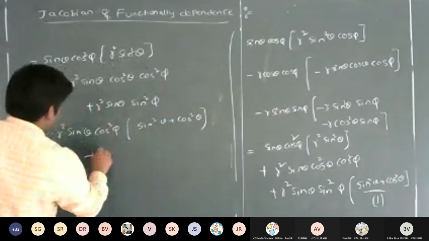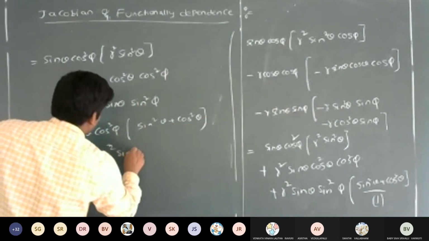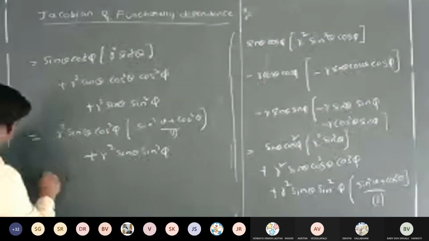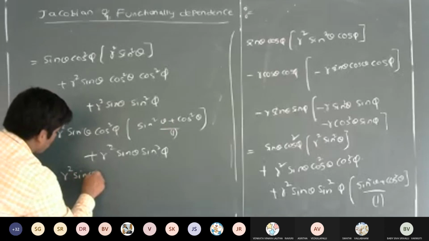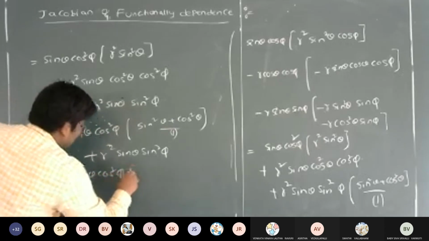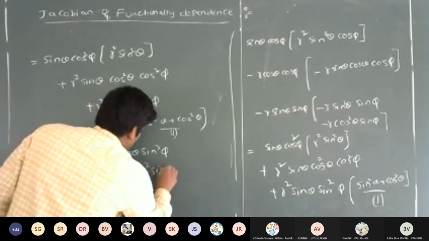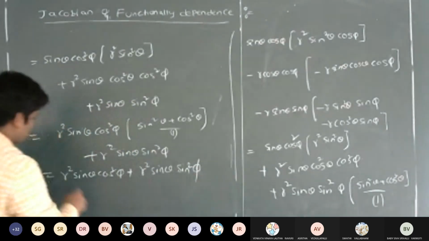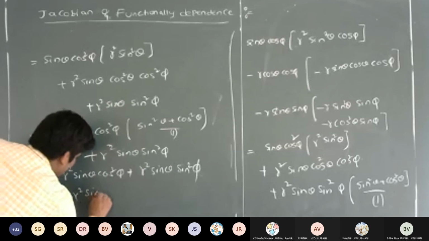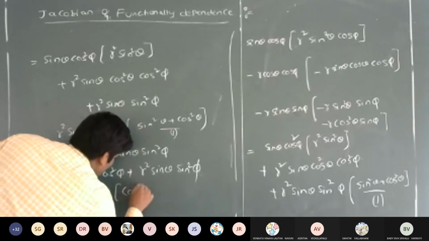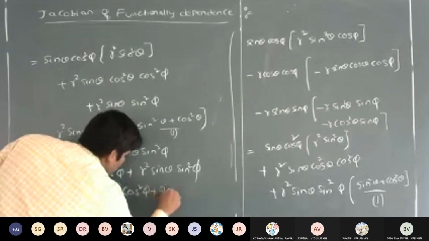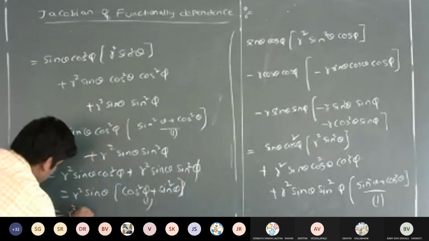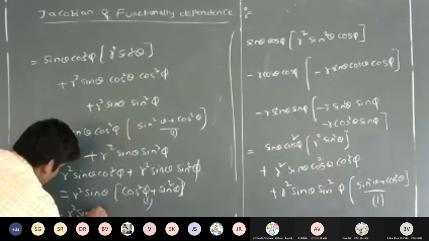So now the last one is r square sin theta into sin square phi. Here it is 1. So therefore r square sin theta into cos square phi plus r square sin theta into sin square phi. From these two terms, r square sin theta is common. So take the common term. Here we have cos square phi plus sin square phi. This value is also 1. So therefore this is equal to r square sin theta.